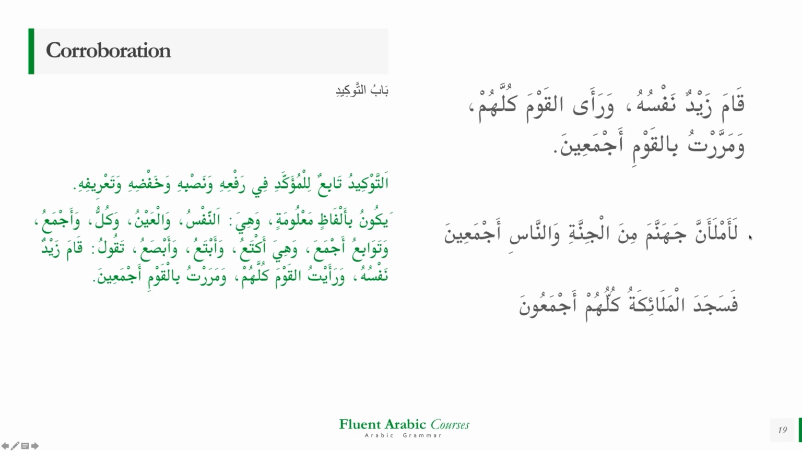Let's look at some examples from the Quran. لَأَمْلَأَنَّ جَهَنَّمَ مِنَ الْجِنَّةِ وَالنَّاسِ أَجْمَعِينَ. I will fill Jahannam with the jinn and people, أجمعين, all of them. فَسَجَدَ الْمَلَائِكَةُ كُلُّهُمْ أَجْمَعُونَ. So here there are two particles of corroboration. The malaika made sujud. كُلُّهُمْ, all of them. أَجْمَعُونَ, all of them. There is no doubt. You're not leaving anyone out.